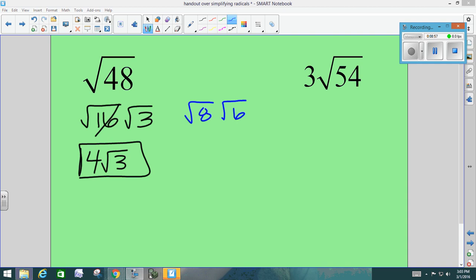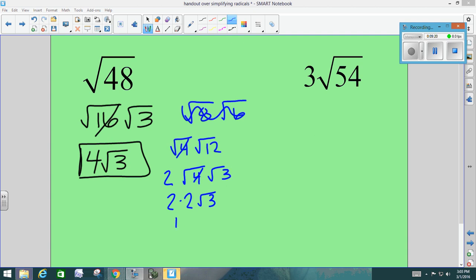Could have done 4 and 12. Anyone do 4 and 12? Did you get the same answer in the end? Ish? Okay, let's try it. You can say that 48 is 4 times 12. The square root of 4 is 2. Then I have to break 12 down. 4 times 3. The square root of 4 is 2, so this would be 2 times the square root of 3, which would give me that 4 square root 3. Okay? So you can do them more than one way. The best way is to look for the perfect squares, not that not using them isn't possible. It's just a lot more complicated.